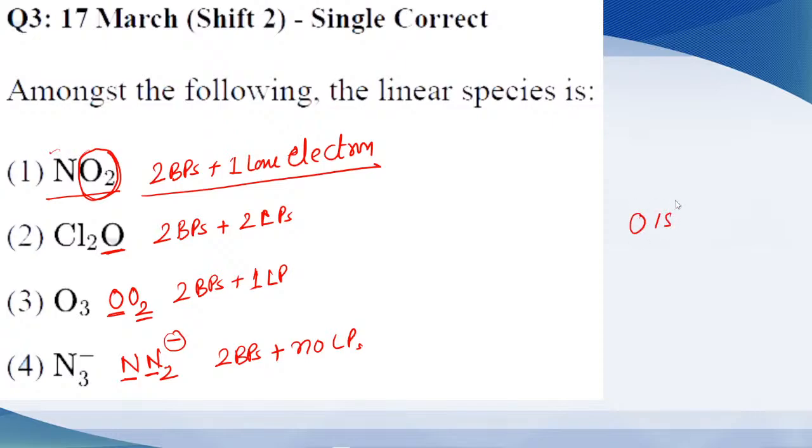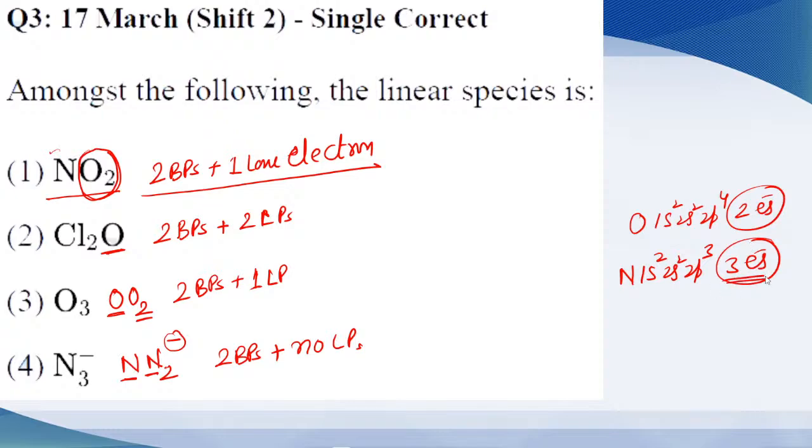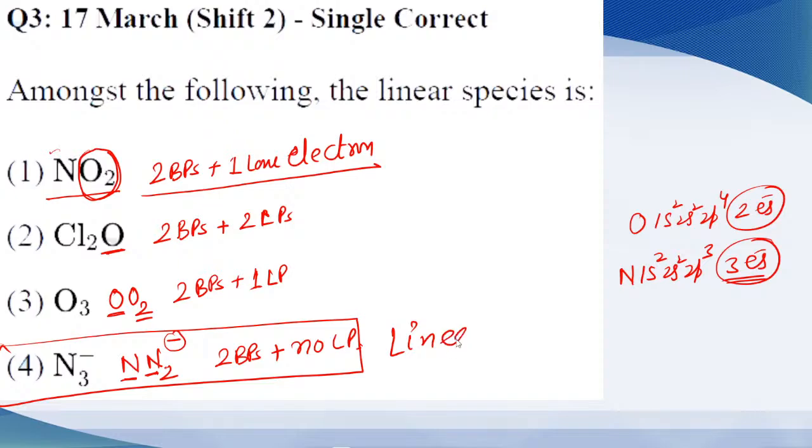In oxygen it is 1s2, 2s2, 2p4. 2 electrons are required to complete its octet. In nitrogen it is 1s2, 2s2, 2p3. So 3 electrons are required to complete its octet. That's why each nitrogen uses 3 electrons. So that means 2 bond pairs, no lone pair. That's why it is linear. If there are only 2 bond pairs, there should be a maximum angle between them, and the maximum angle between 2 bonds is 180 degrees, and that's why it is linear in shape. So N3 negative is the right option.